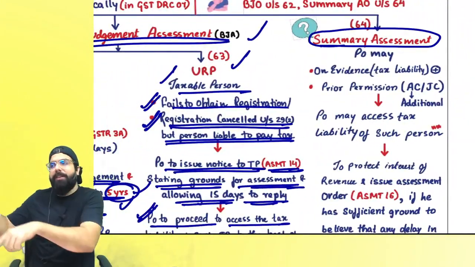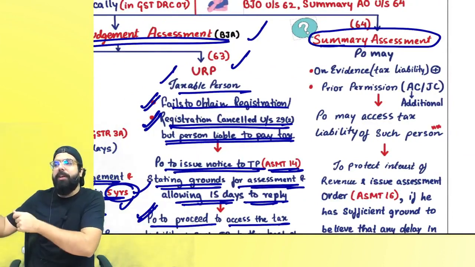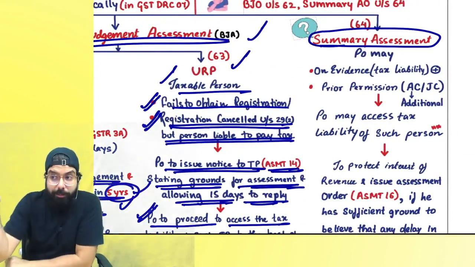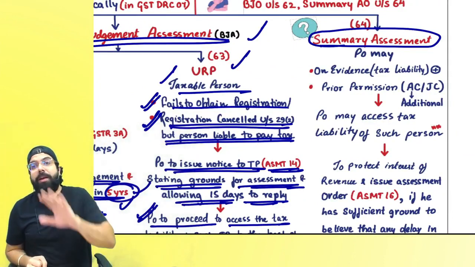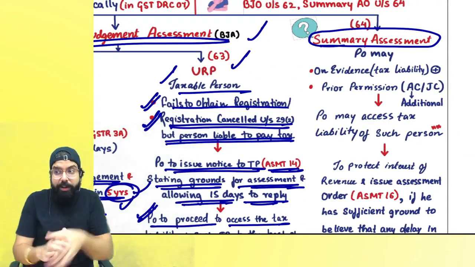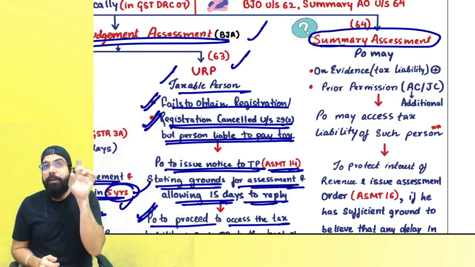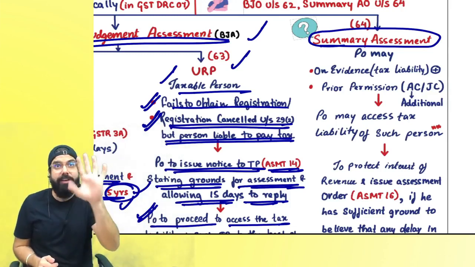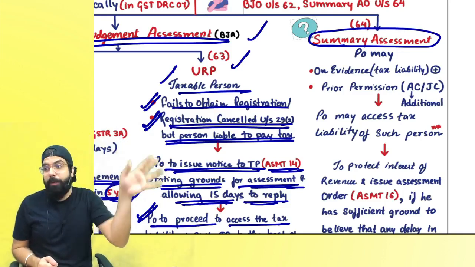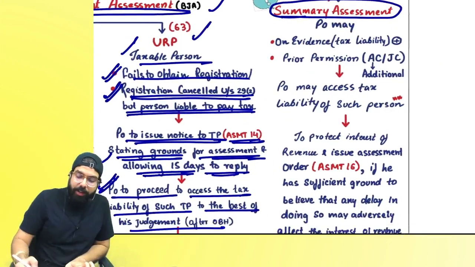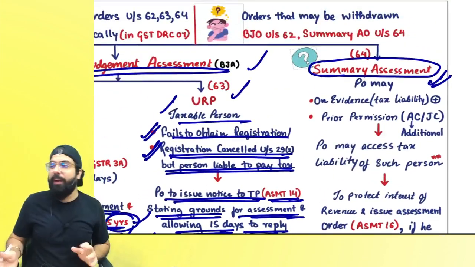I told you 59, self-assess your liability, make the payment, file your return. 60, provisional assessment, taxable person unable to determine value or rate of tax can apply for provisional assessment. Scrutiny is basically checking your return. 59, 60, 61 is scrutiny. 62 is best judgment of non-filer, best judgment of unregistered person. 63, 64 is summary assessment, means like a quick kind of an assessment.